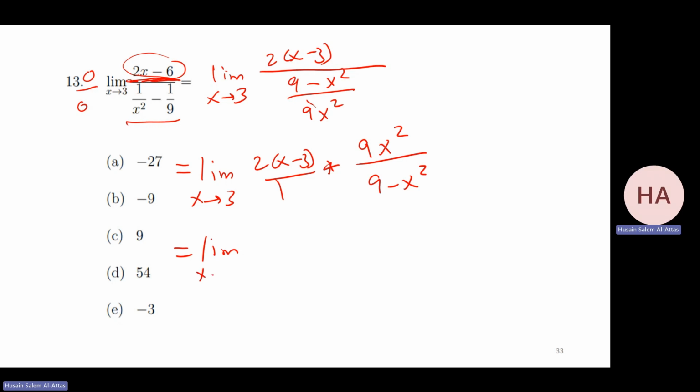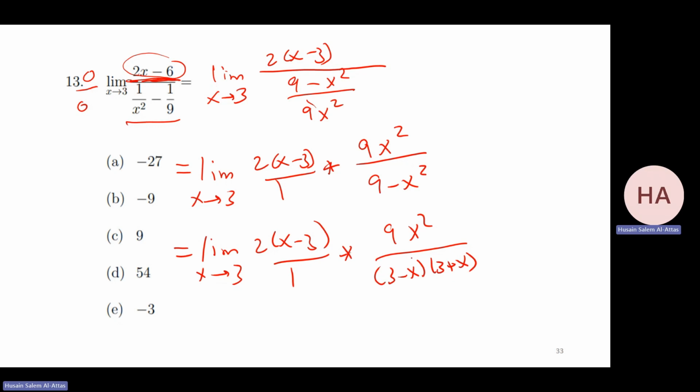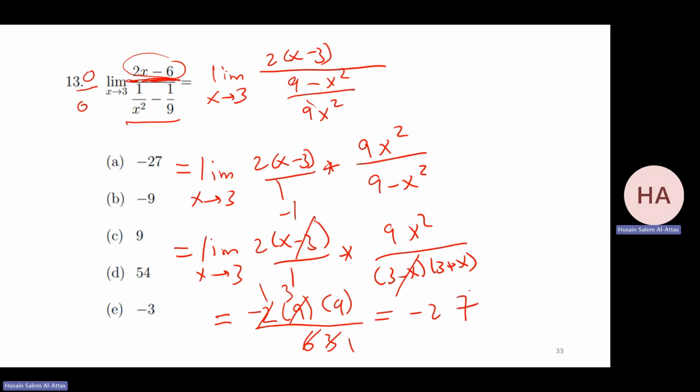That will be limit x goes to 3, 2x minus 3 over 1 times 9x squared. This is 3 minus x, 3 plus x, difference of 2 squares. These cancelled, the remaining is minus 1. Since this is x minus 3 and 3 minus x, we did something similar before. So now I can substitute. You will get what? Minus 2 times 9 times 9 over 3 plus 3, which is 6. This is 1, this is 3. So it's minus 27.